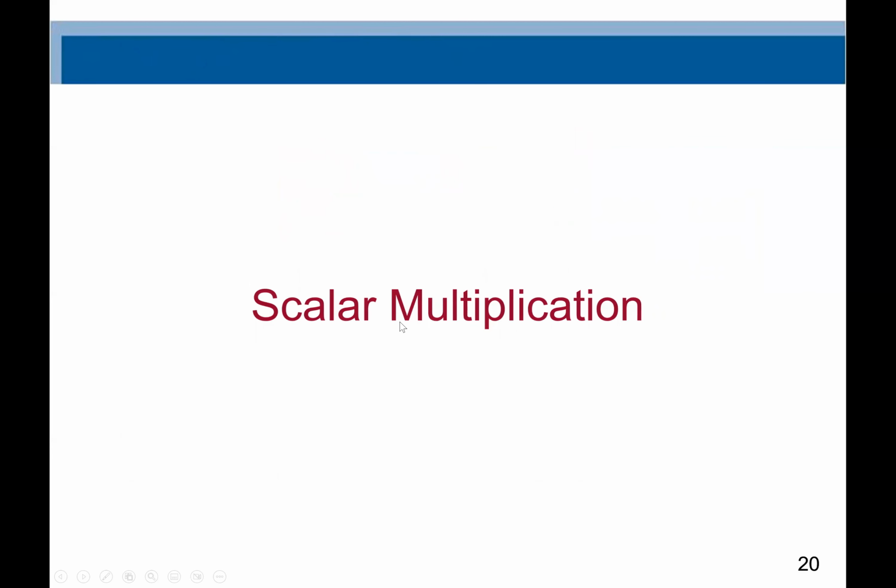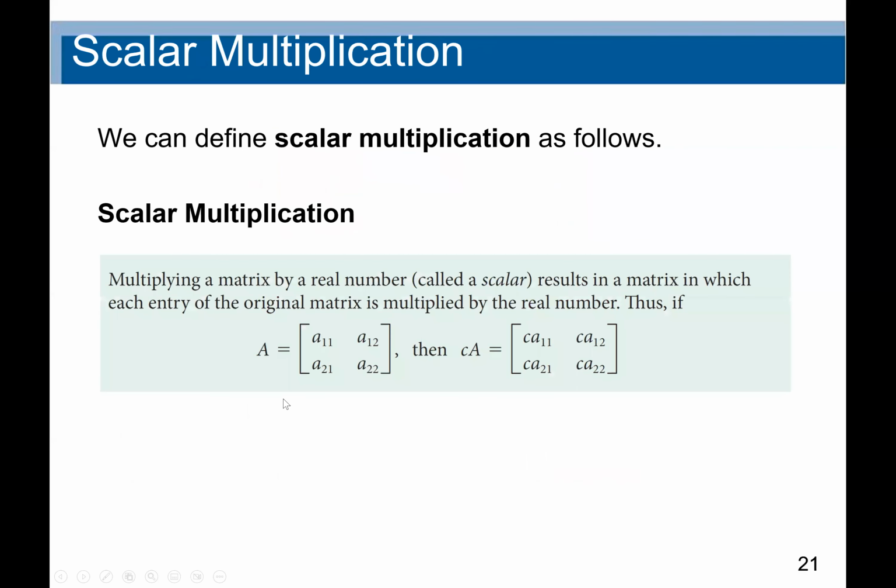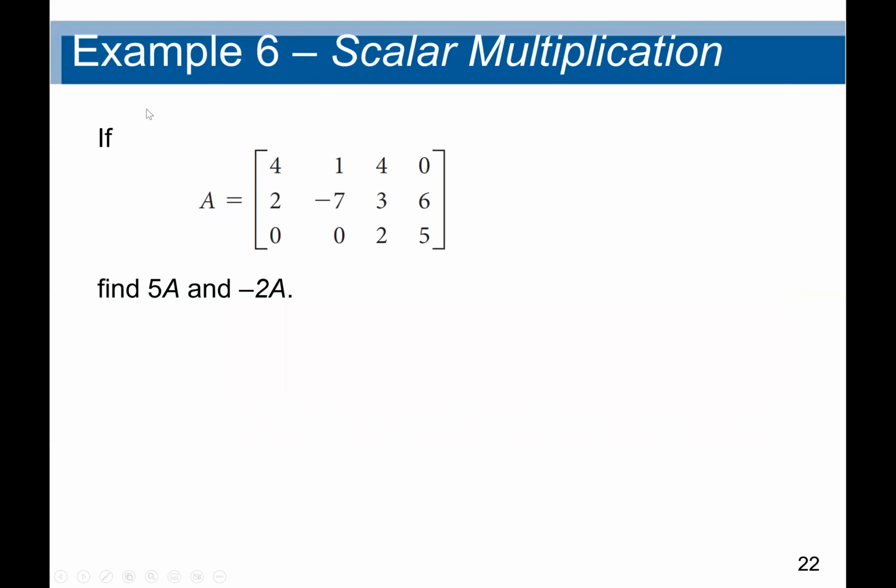That will take us to the next section, which is scalar multiplication. As we said, a scalar means any real number. So for example, if I have a 2 by 2 matrix, A11, A12, A21, A22, and I want to multiply a scalar value C to matrix A, then all we need to do is multiply C by all the elements. So A11 multiplied by C, A21 multiplied by C, A12 multiplied by C, and also A22 multiplied by C.